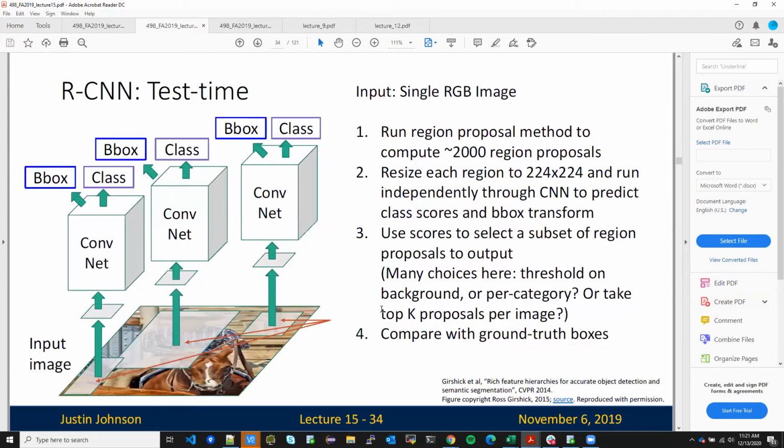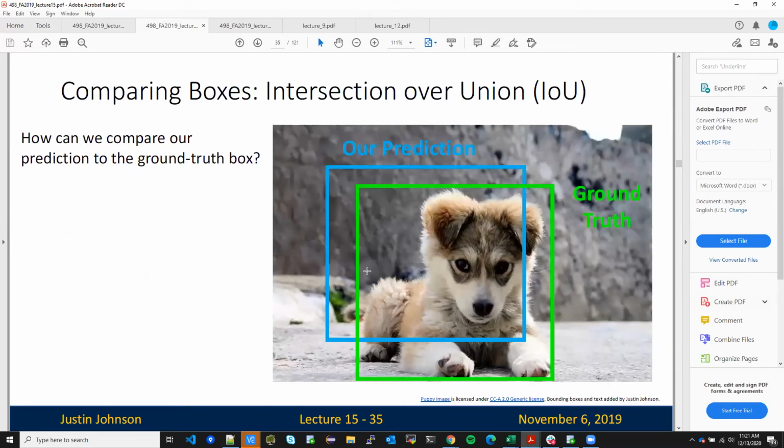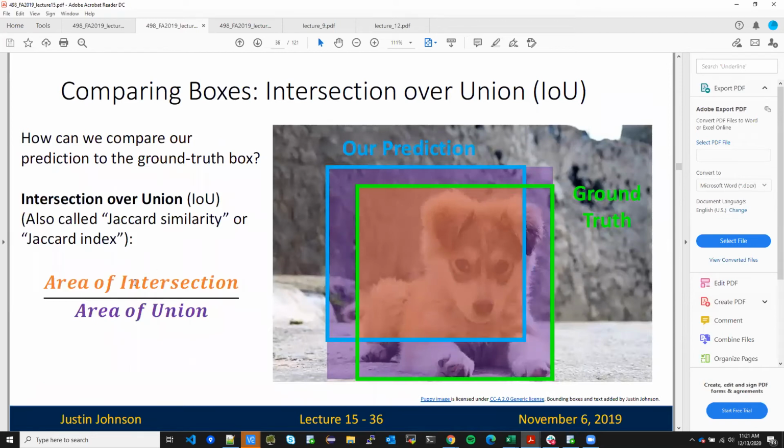Now here is where we introduce a new metric to see how well we gave the bounding box. The metric that is introduced is called intersection over union. It's pretty intuitive. Let's say the blue is our prediction and the green is the ground truth. It's simply the area of intersection, in the middle, this orange part, divided by the area of the union.